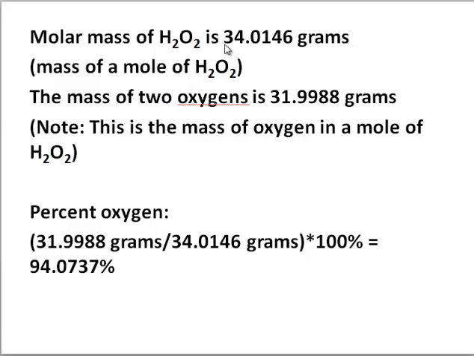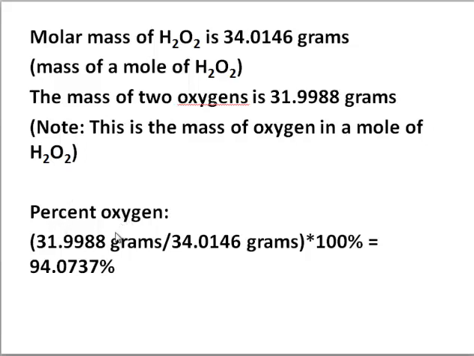So, the molar mass of H2O2 is 34.0146 grams. You should verify that for yourself. This is the mass of a mole of H2O2. The mass of 2 oxygens, or 2 moles of oxygens, is 31.9988 grams. You should verify that calculation. This is the mass of oxygen in a mole of H2O2, the mass of 2 moles of oxygen.